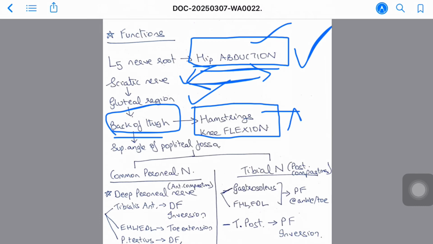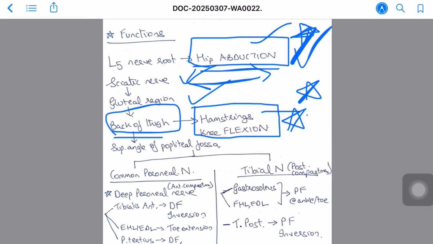So this is a characteristic sign you see, whether knee flexion is present. If knee flexion is present, the site of injury is more distal. If knee flexion is lost, the site of injury is more proximal at the thigh. So these are the characteristic signs which we discussed: loss of hip abduction, loss of knee flexion. Now at the superior angle of the popliteal fossa, it divides into the common peroneal nerve and tibial nerve.